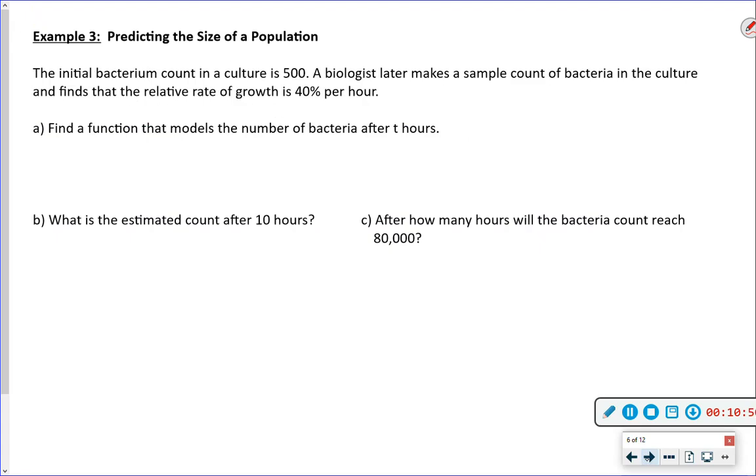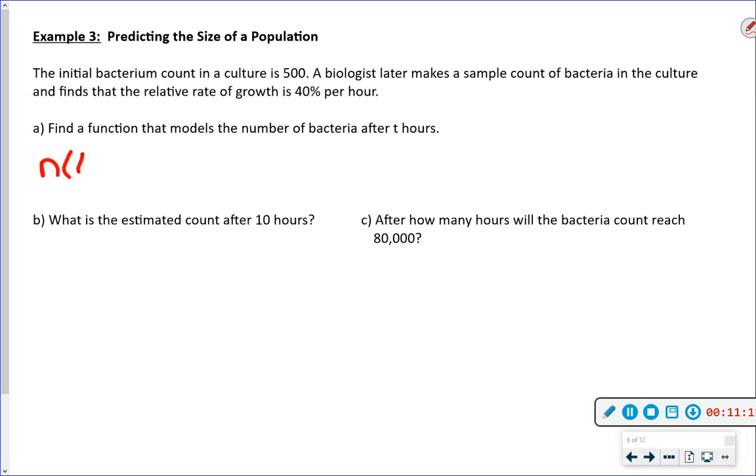So the initial, why do I keep doing bacteria problems? I'm really regretting this. The initial bacterium count in a culture is 500. A biologist later makes a sample count of bacteria in the culture and finds that the relative rate of growth is 40% per hour. Find a function that models the number of bacteria after T hours. So you're just setting up the formula. That's all we're going to do.